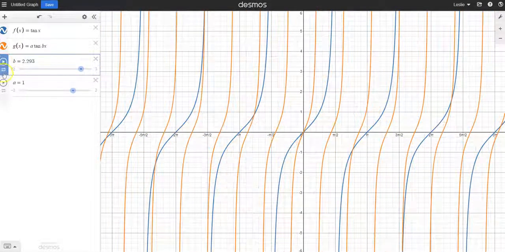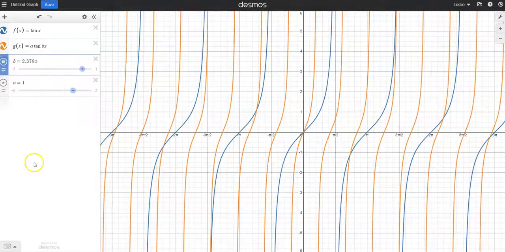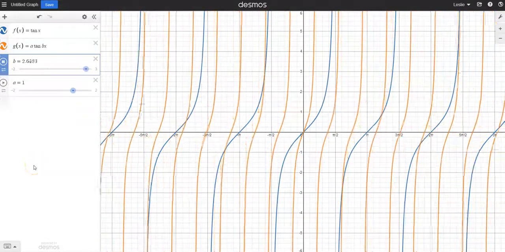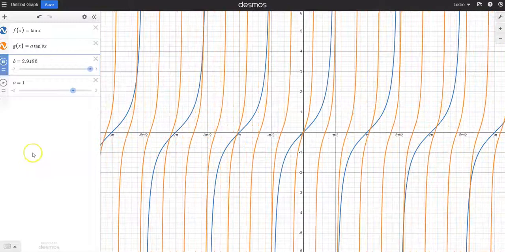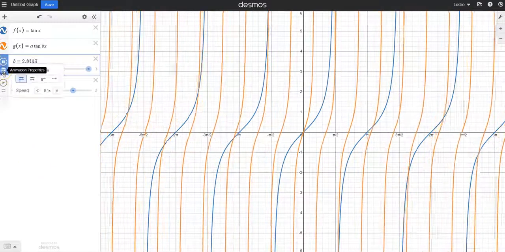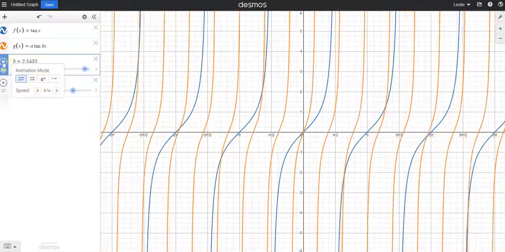You can also speed these up and slow them down. If you click on this arrow right here, you can make it animate much more slowly. I find that quite helpful because then you can really study what's happening. Or you can speed it up, or you can ask it to loop in different ways.